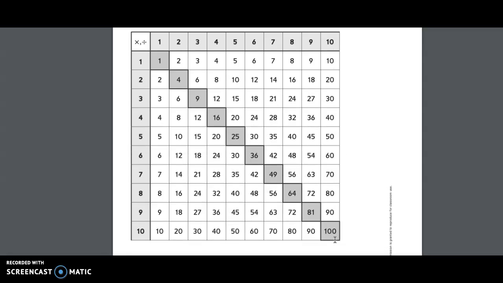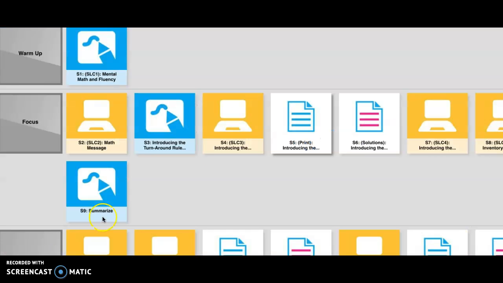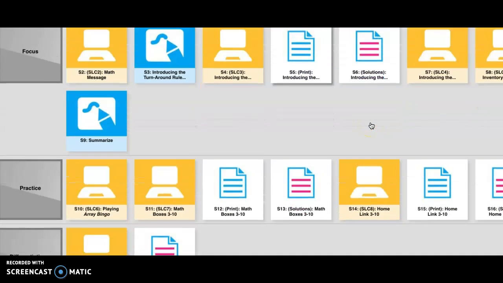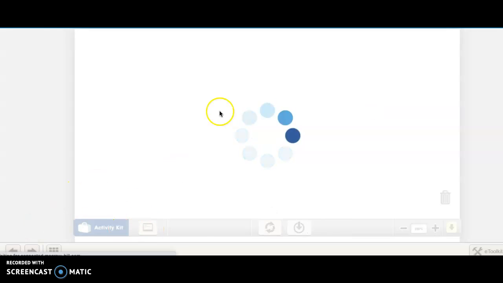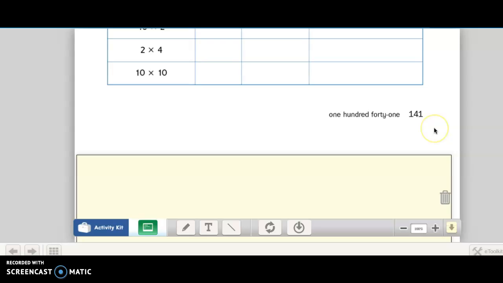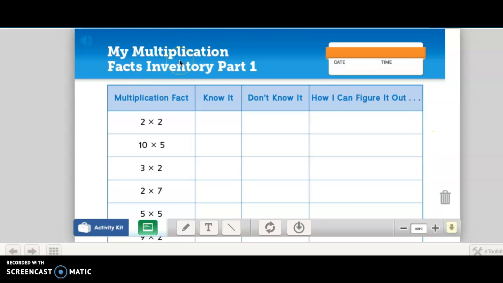That would be awesome. Okay, last thing I have to talk about before math boxes, you have one more math journal page, and it is, I have no idea. Nope. Getting closer. And here it is, page 141. So you're going to have to flip a few pages in the back. But it says, My Multiplication Facts Inventory, Part 1.